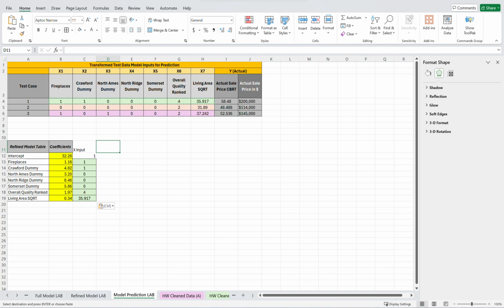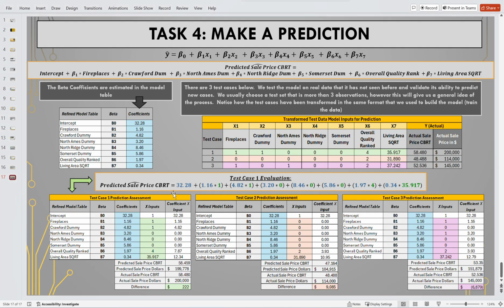So if you look at the model equation, we can see we're multiplying these beta coefficients by the X input. So this is the fireplace coefficient times 1 fireplace, the Crawford coefficient times 1 because it was in the Crawford neighborhood, the North Ames coefficient times 0 because it wasn't in that neighborhood. That's the case for the rest of these too.